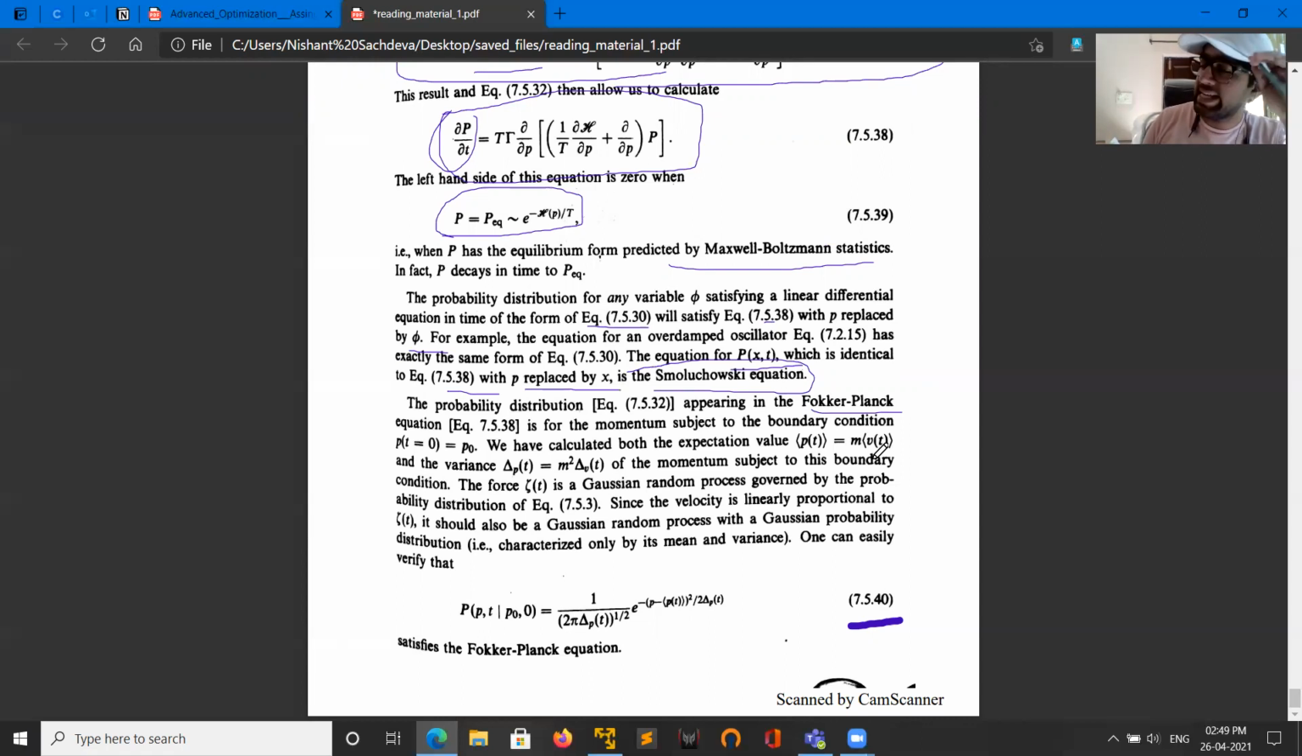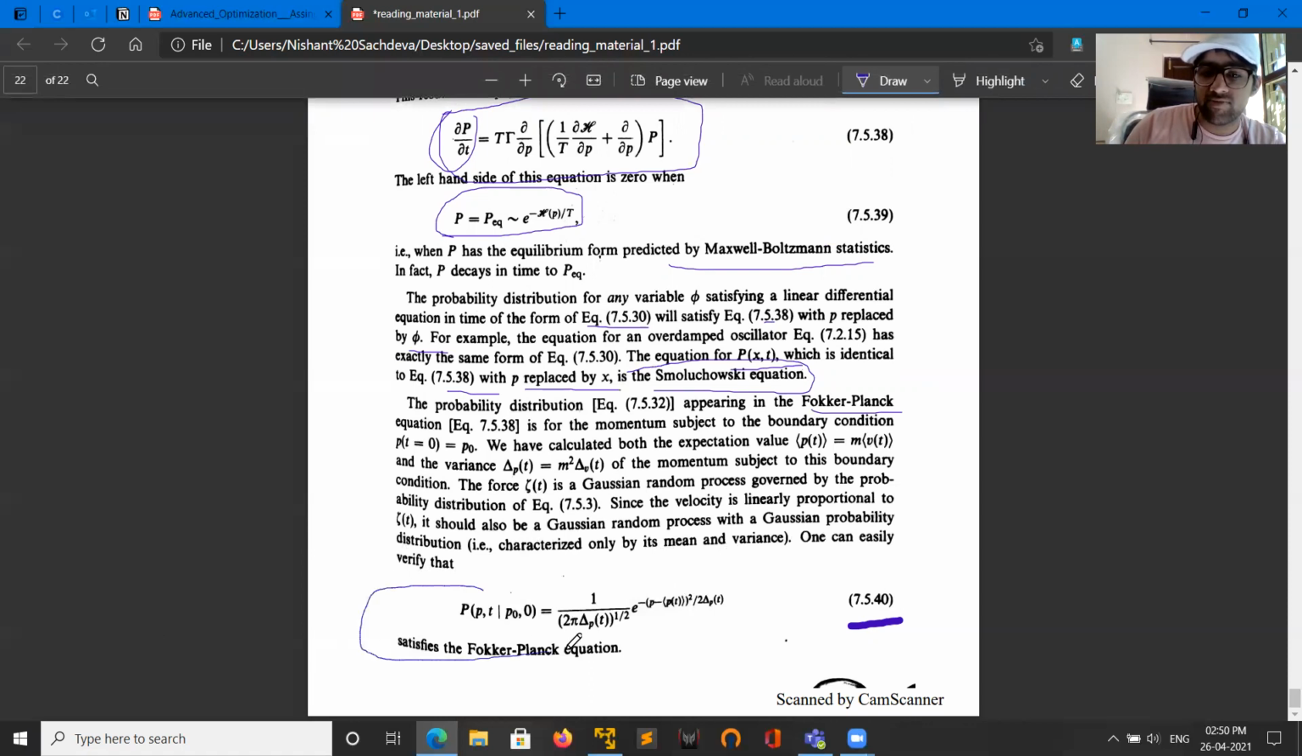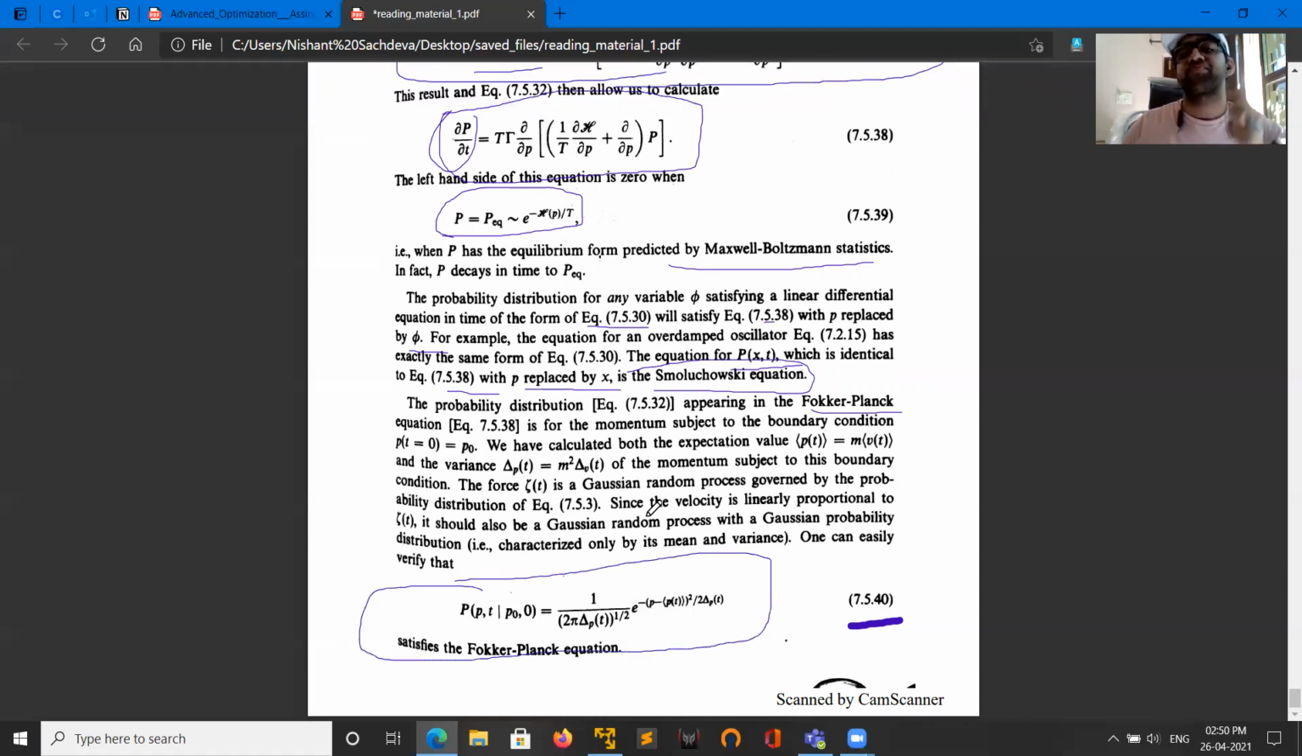Now, one can easily verify that the probability of a given momentum at a given time, given that the momentum at time 0 was p naught, is given by 1 over 2 pi delta p of t to the power half, e to the power minus p minus the average of p of t, squared, divided by 2 delta p of t. This satisfies the Fokker-Planck equation.